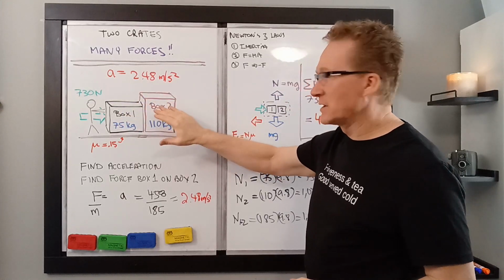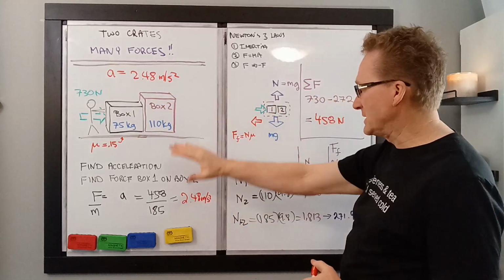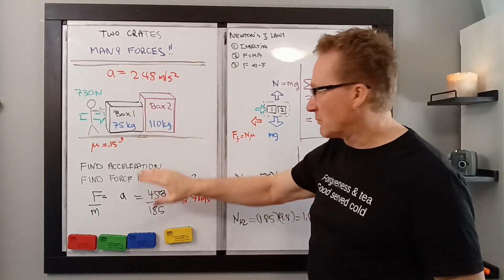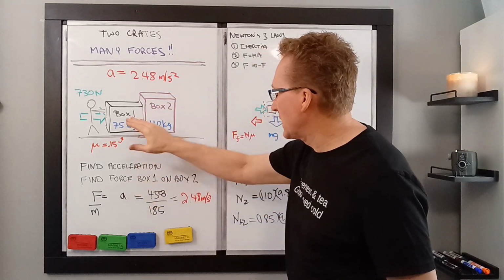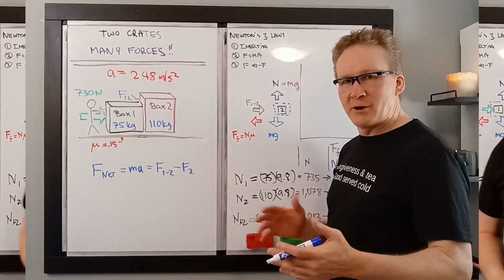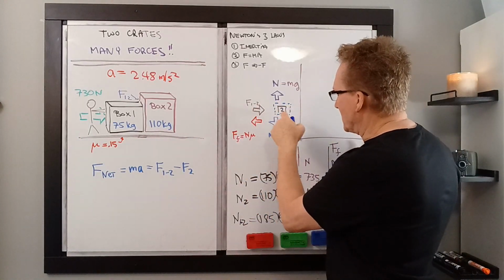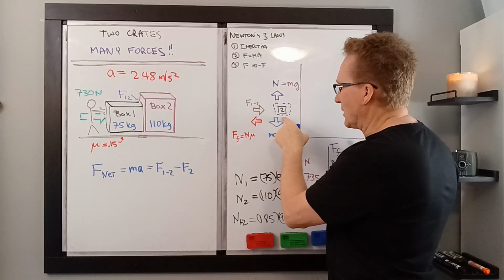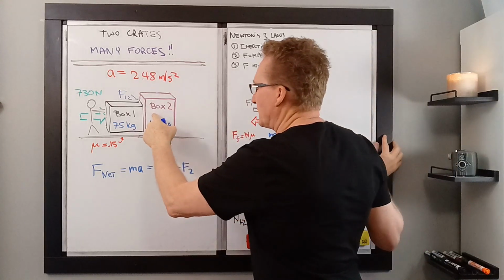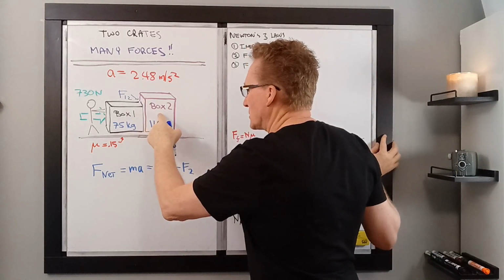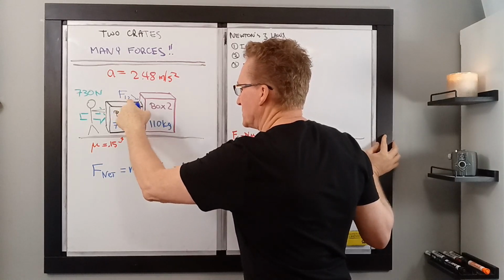So what is it that causes box 2 to accelerate? I'm going to erase a couple of things here and then come back, and we're going to try to find the force that box 1 has on box 2. So here I've erased a couple of things, and we're going to be focusing right now on box number 2. Notice I've drawn a little dashed line around box number 2. We're trying to find the force that box 1 pushes on box 2 with, which I'll call F12.